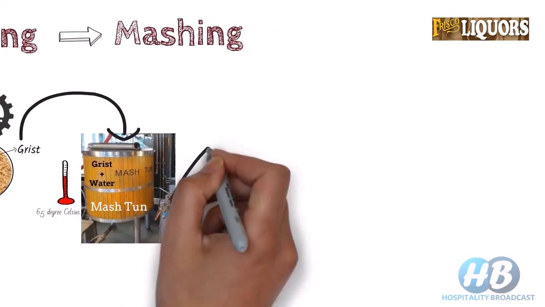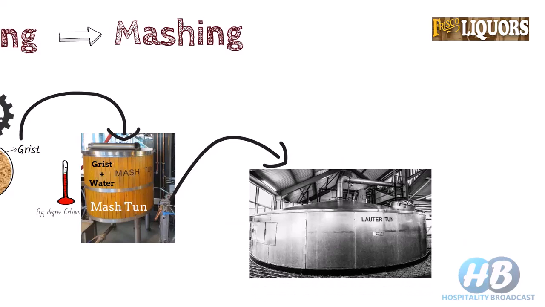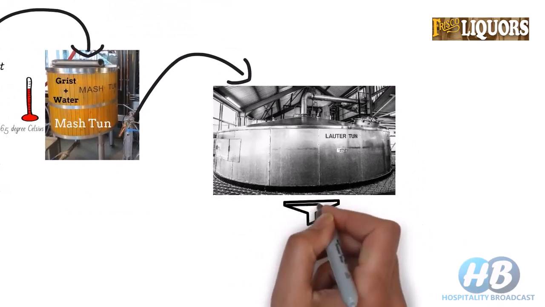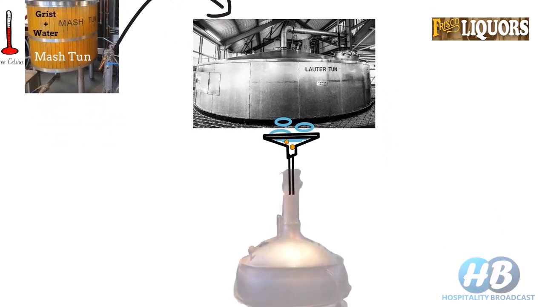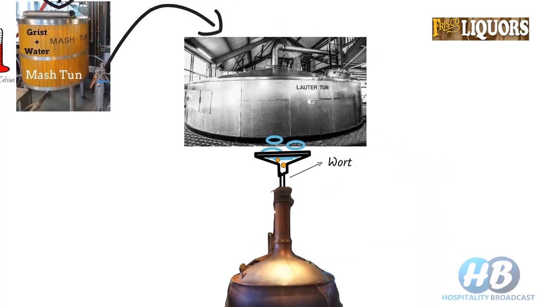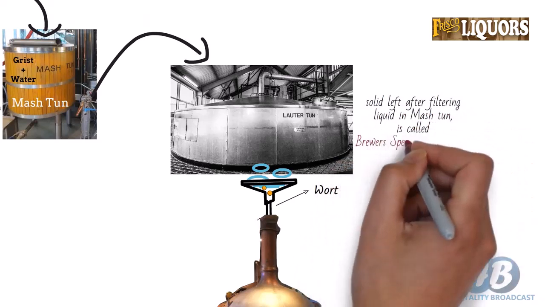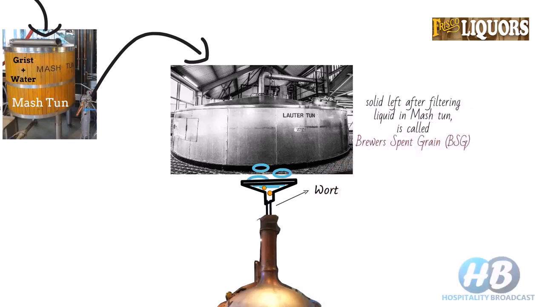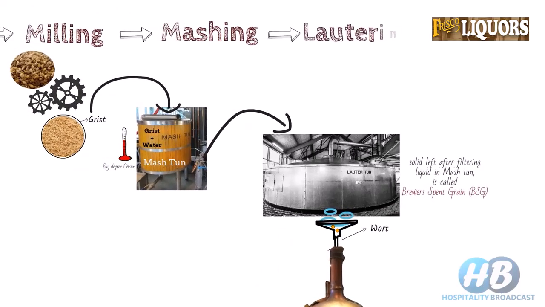Now from this mash tun, the mash is transferred to a new vessel with a false bottom called a lauter tun. Now from this mash, liquid is filtered and separated from the solid substances such as husk and other grain residue and transferred to another vessel. This filtered and separated liquid is called wort, and whatever solid is left after filtering the liquid is called brewer's spent grain (BSG), which can be used as animal feed. Now this complete process is called lautering.